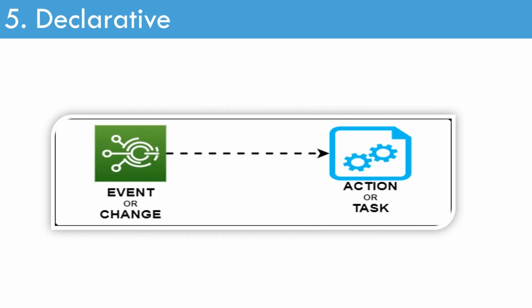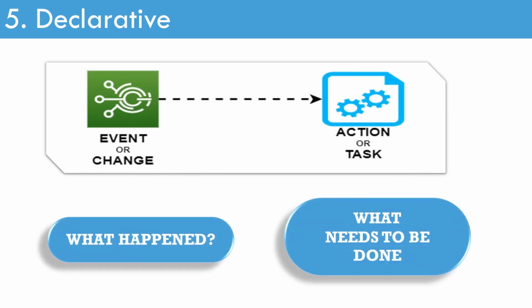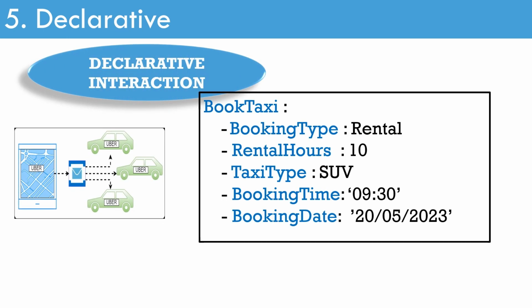Coming back to the reactive systems, as we know, we can think of these systems as a structured collection of events and actions, which essentially means it's a collection of what happened versus what needs to be done. This, along with message-driven design, allows us to design the components with declarative interfaces. The APIs can use JSON or YAML with declarative syntax for interaction. For example, in the taxi booking service use case, we can use declarative syntax like book taxi with configurable parameters like booking type, rental hours 10, taxi type SUV, and so on, as shown.